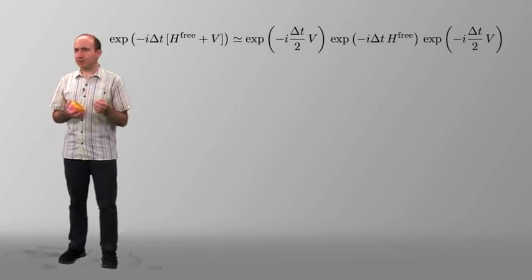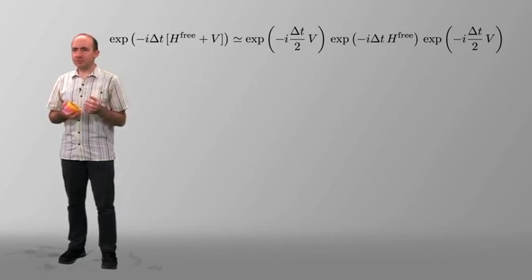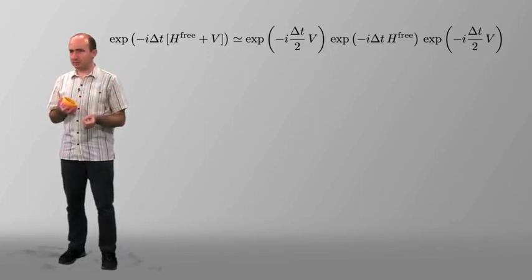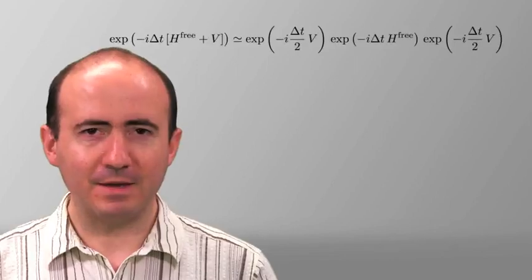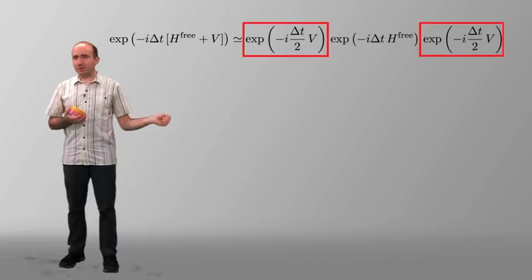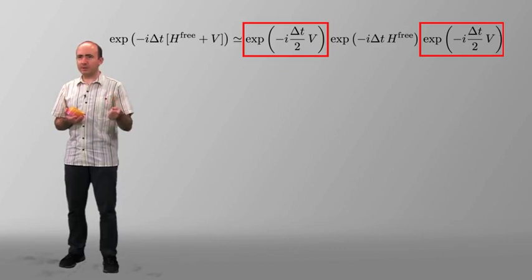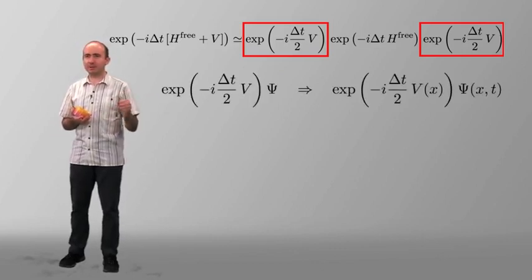You recognize the same formula where beta has been replaced by i times delta t. This approximation is valid up to order delta t to the power 2, that is to say, the first error term is of order delta t to the power 3. Let us examine each term of this product. The first and the last term are easy to understand. They consist in the multiplication by the same factor e to the power minus i over 2 times delta t times V of x.